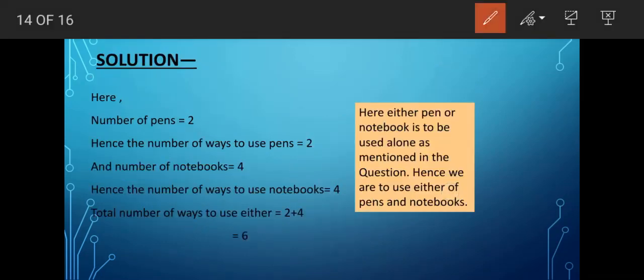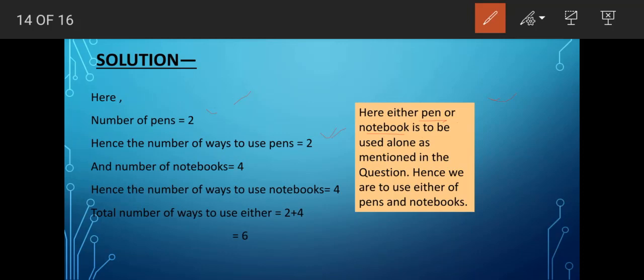Coming to the solution part. So in this solution part, what do we have here? The number of pens is given to be 2, as mentioned in the question. Hence, the number of ways to use a pen will be 2. Then let's look at this side note. Here, either a pen or a notebook is to be used alone, as mentioned in the question. Both pen and notebook is not a requirement, yes or no? Hence, we are to choose either the pens or the notebooks. That means not both, either a pen or a notebook we have to use here.